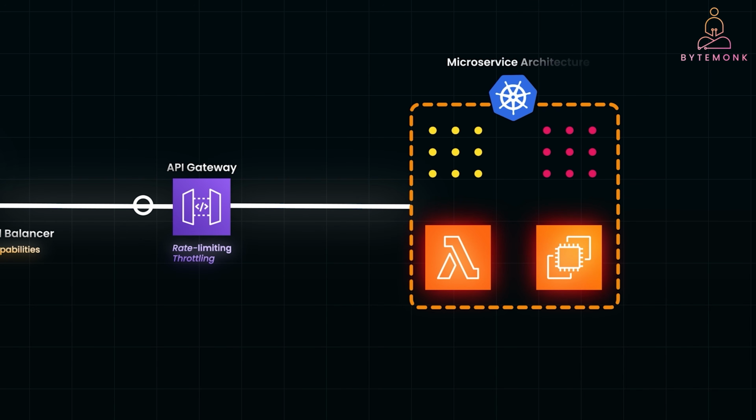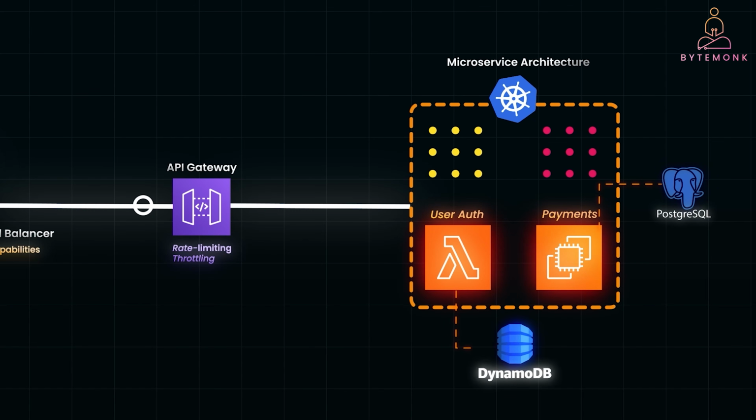Now, in microservices architecture, each service is dedicated to a specific function, allowing teams to work independently, scale services more easily, and make updates without impacting the entire system. For instance, one service might handle user authentication while another processes payments, with each service able to scale or update separately, all while interacting with databases like PostgreSQL or DynamoDB.